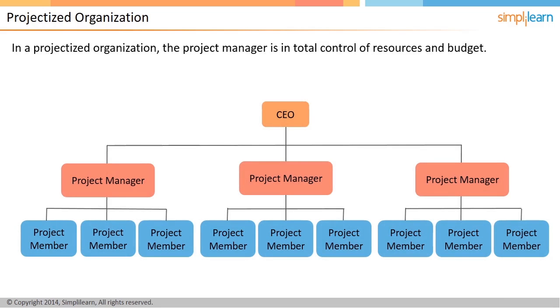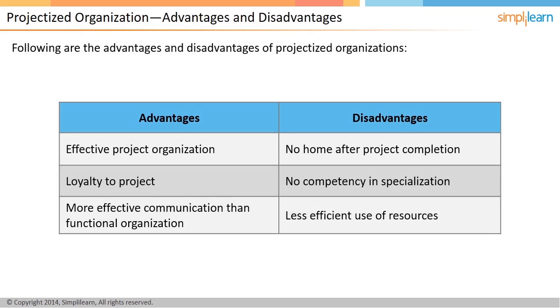This image on the screen is about a projectized organization. Projectized organizations differ from functional organizations. In a projectized organization, the project manager is in total control of resources and budget. Let us look at the advantages and disadvantages of projectized organization structure in the next screen. The advantages of this organizational structure are: this organization type has effective project organization, and the loyalty of the team members is towards the project.